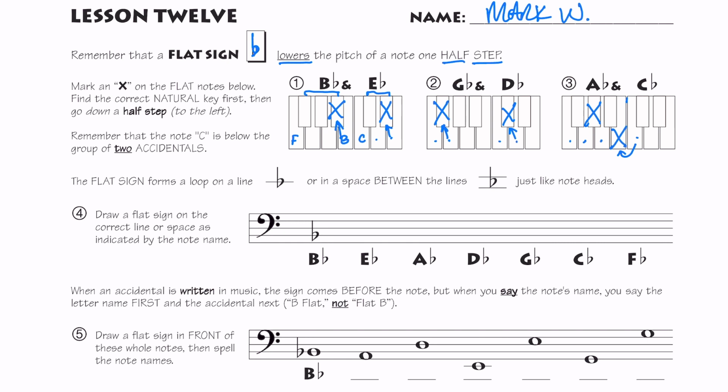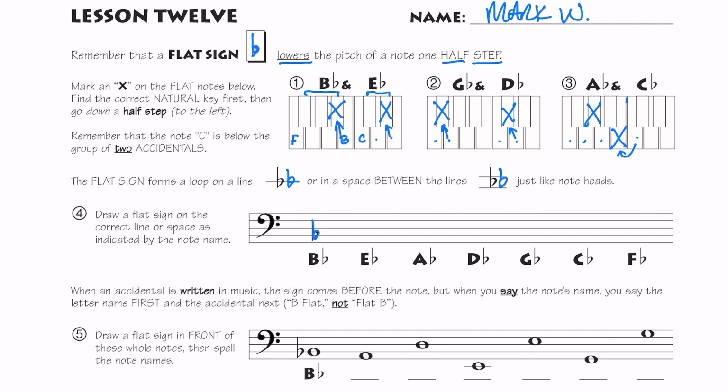So when you're drawing a flat sign, it's basically a B, but it's right in the center of the line, or it could be in the space between 2 lines. Okay? We want to be very neat and legible with your flat signs, just like you are with note heads. So on number 4, I'm drawing a flat sign on the correct note or space as indicated by the note name. So good boys, you got a B flat.